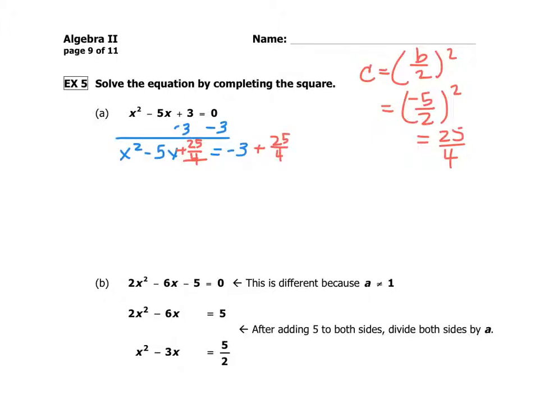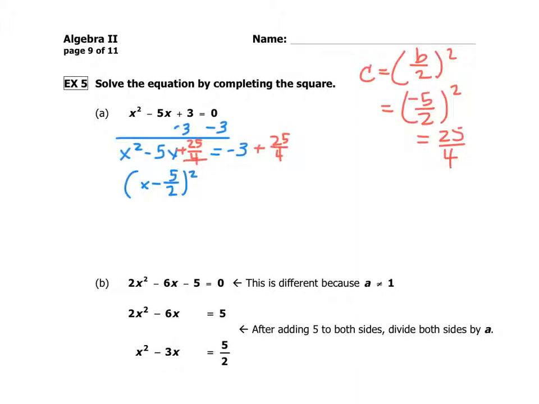Okay, the next thing we need to do, we now have a perfect square trinomial that we can factor. And again, you're probably wondering, how is this going to factor? Remember, that number on the right is going to be the square root of this number. The square root of this number is right here, negative 5 over 2. So when we factor this, this is x minus 5 over 2 quantity squared.